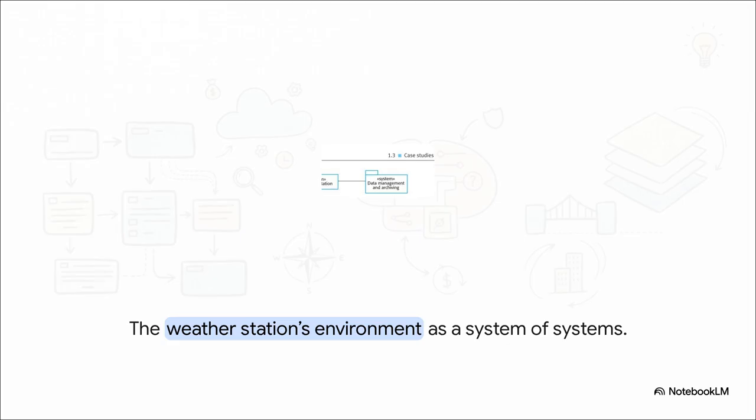It has to communicate with the data management and archiving system, which is the system that actually processes and stores the data for the scientists back in civilization. But it also communicates with the station maintenance system. This system monitors the hardware's health and can even remotely update the embedded software. So our lone weather station is really just one node in a much broader data ecosystem.